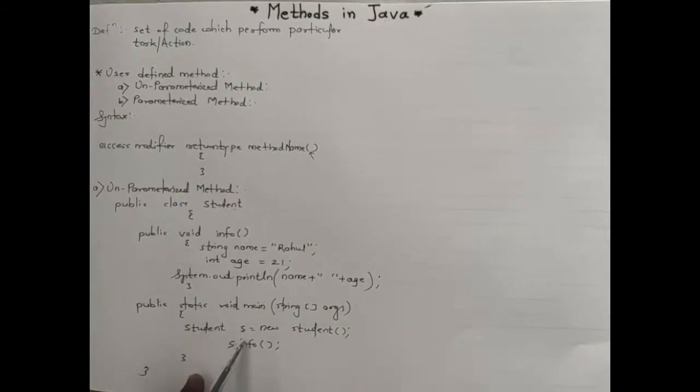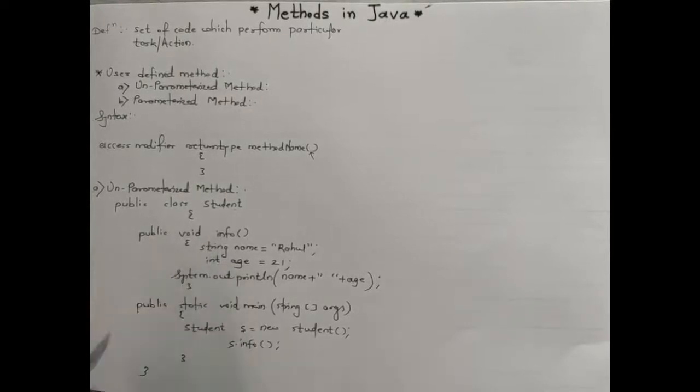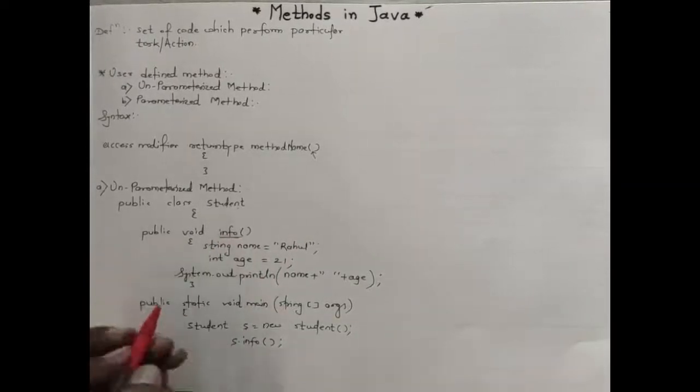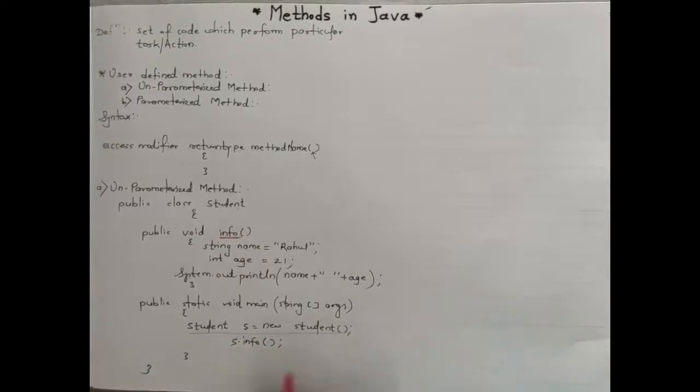Simply observe that inside a class body we are using a user defined method and a main method. Why do we use the main method? Because without a main method the program or Java class doesn't execute. We need a main method to call a user defined method, that is info. To call a user defined method we need object creation. Observe here, it is a user defined method, and for that method we created an object here. yes.info means that we are calling that method.